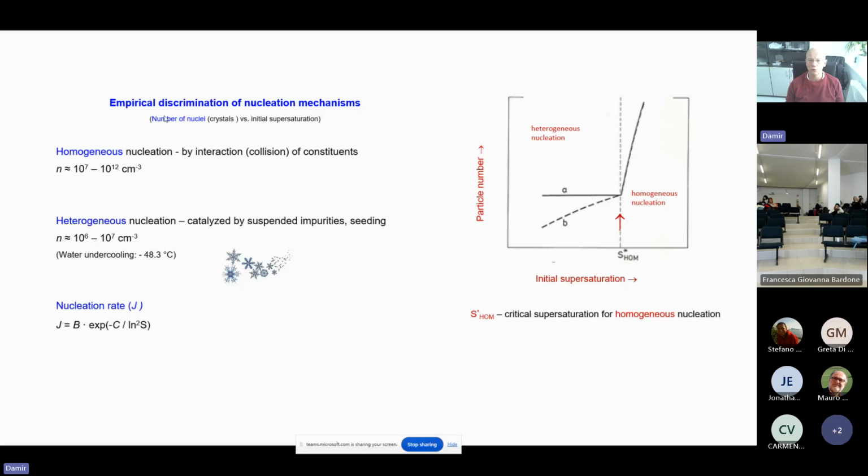Again, we show on this schematic diagram which correlates the initial supersaturation and number of particles. So if you start nucleation at low supersaturation, then there is a relatively low number of particles. Supersaturation means that the solution is supersaturated. The relatively small number of particles will increase, but the increase will correlate with the increase of initial supersaturation. However, at a certain critical value, the number will drastically increase, and this increase is exponential.